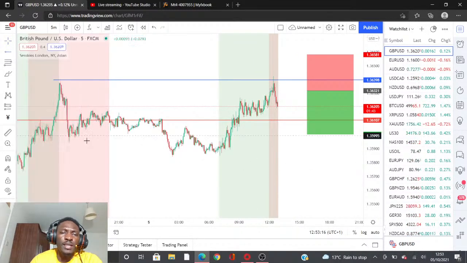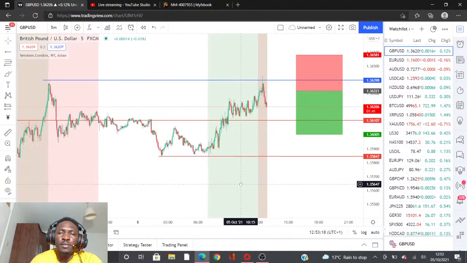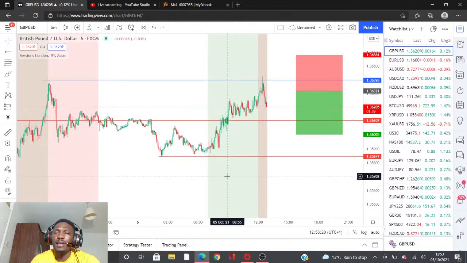So probably looking for this market to come back down onto this level. Really, if it does reverse, it's likely gonna come back onto that level, because that's the next structure that the market is gonna wanna go to.